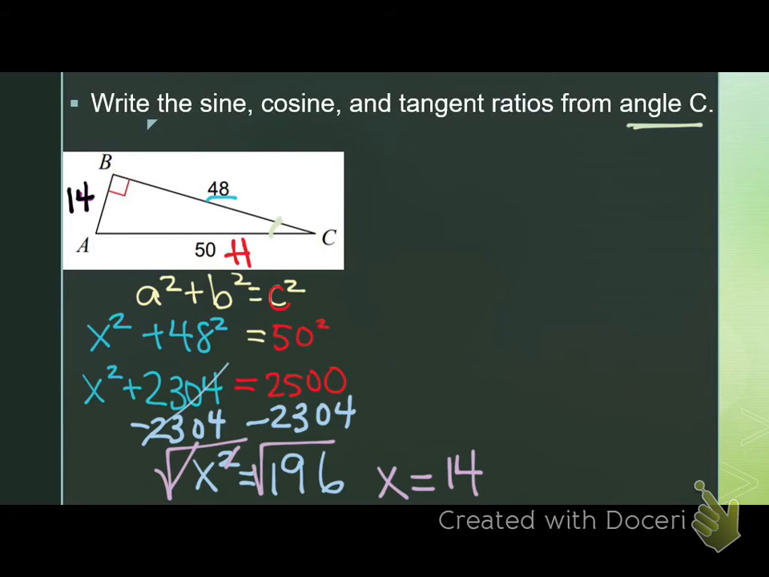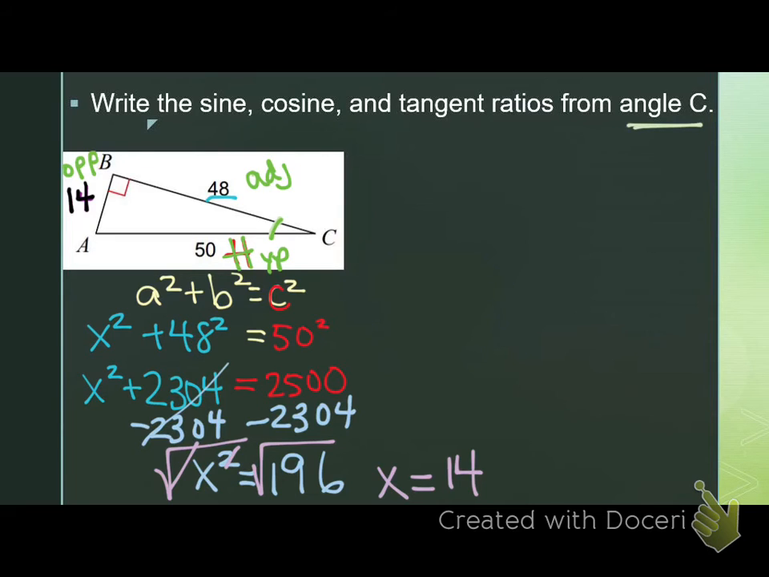So from angle C, what is my opposite going to be? 14. If you struggle with it, you can always turn your paper so the angle is towards you and see what's across from you. So 14, and then that means 48 is adjacent, because we already have a hypotenuse, and it's 50. Remember, hypotenuse is always the longest side, and then our opposite is across from us, and then the adjacent is what's left.